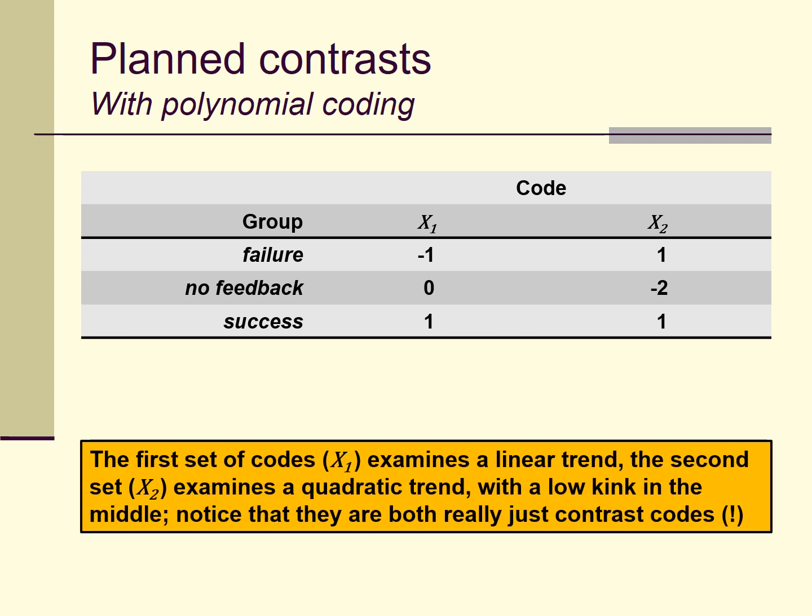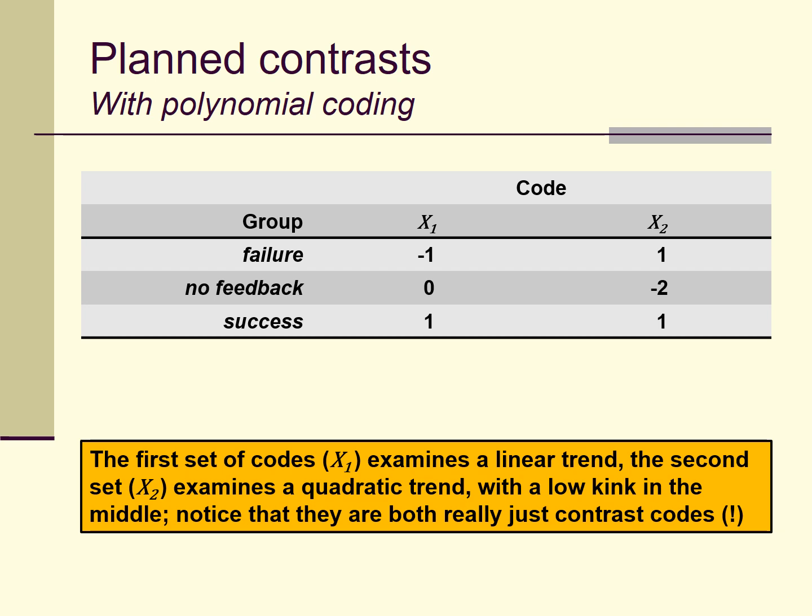The first set of codes, that is x sub 1, examines the linear trend because of course we're stepping up by units of 1. -1 to 0, 0 to 1. Those are each equal steps upwards, and that's the prediction we're making. The second set of codes are our quadratic trend, where we're predicting higher performance in the failure and success groups, equivalently higher performance, and less in the no feedback group.